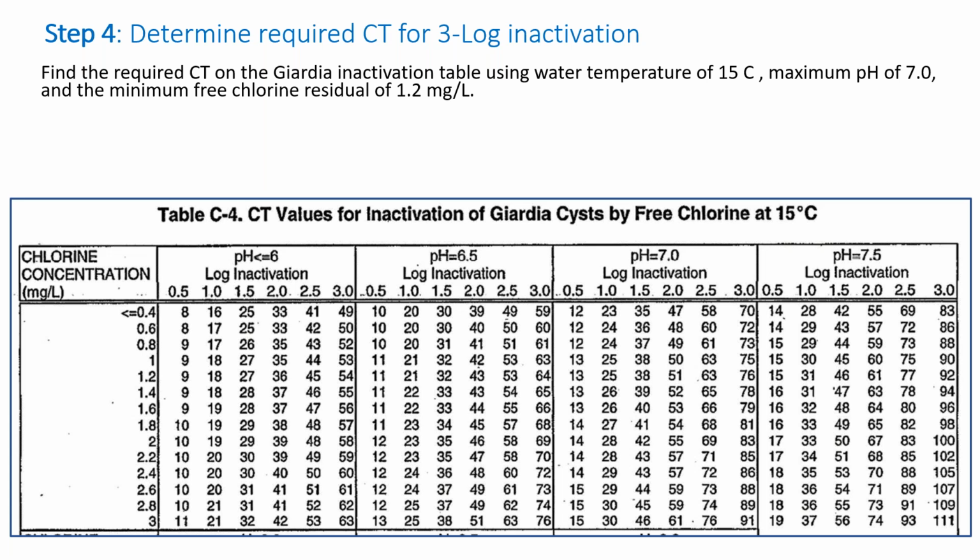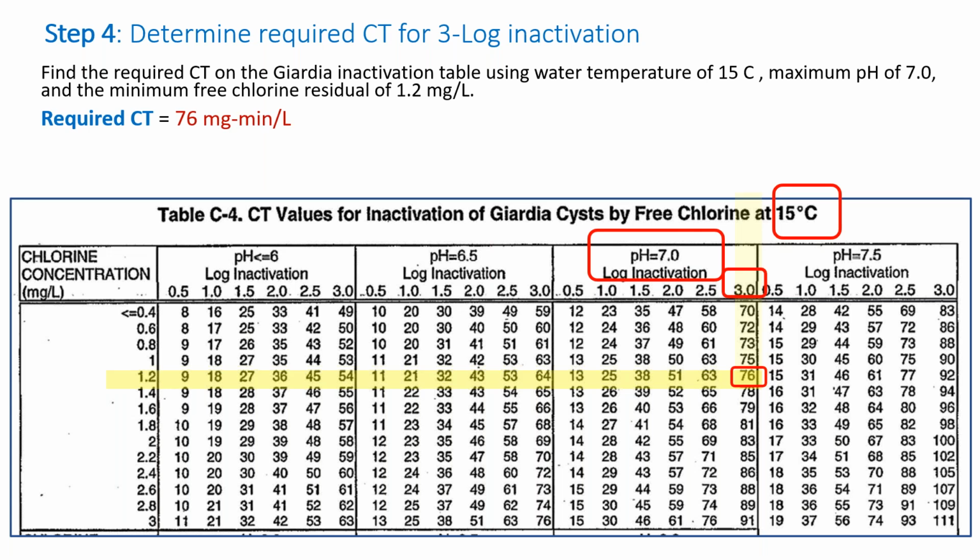Now the next step is to compare with our table. Now we are looking at the 3-log inactivation. Here we had the water temperature, and we're going to look for a table that is associated with 15 degrees Celsius. So there's different tables for different temperature ranges. Now our pH is 7, and our chlorine residual is 1.2, and we're looking at a table that's 15 degrees. We're looking for the pH of 7, that section of the table, and then we're going to look at the 3-log inactivation. Then we're going to draw a line here from our 1.2 milligram per liter concentration over to the 3-log inactivation, and we find that we're going to need a CT value of 76 at least.